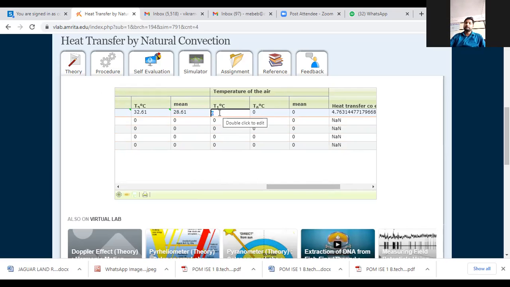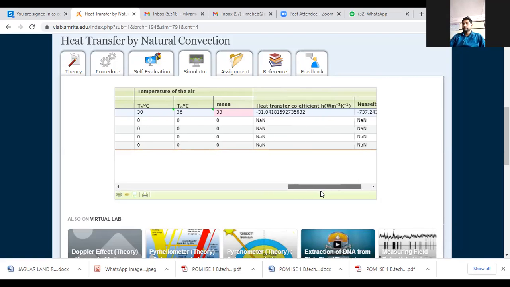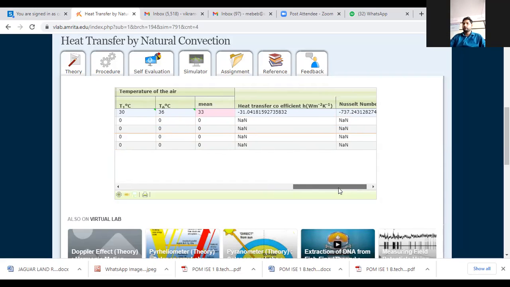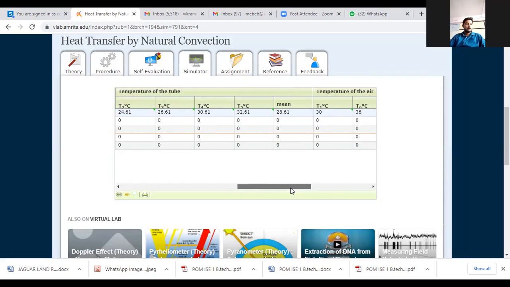Then T1 is the inlet temperature of the air, that is 30 degrees Celsius, and T6 is the outlet temperature of the air, that is 36 degrees Celsius. The mean of 30 and 36 is 33. Then the heat transfer coefficient is calculated as minus 31.04, and the Nusselt number is minus 3737.24. So in this manner you will get the answer.